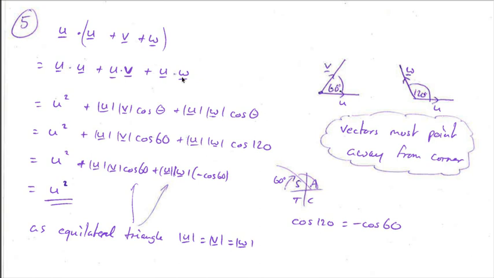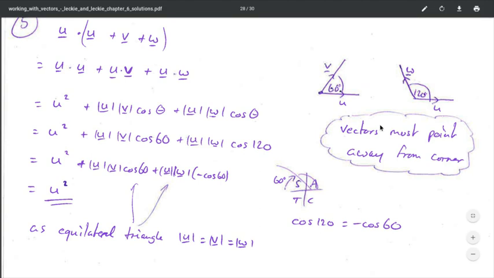Now u dot w is the magnitude of u multiplied by the magnitude of w multiplied by the cosine of the angle in between. Now they are not pointing away. V is pointing into w. So w would be coming down here. So u is pointing into w. So what we can do is leave w where it is, and take vector u and move it along so it's pointing away from the corner.